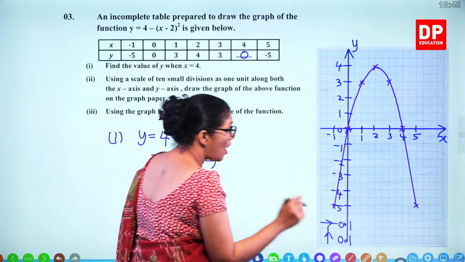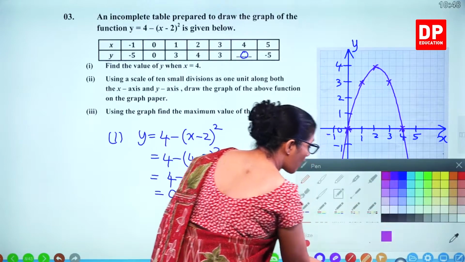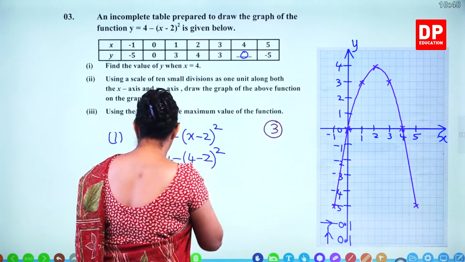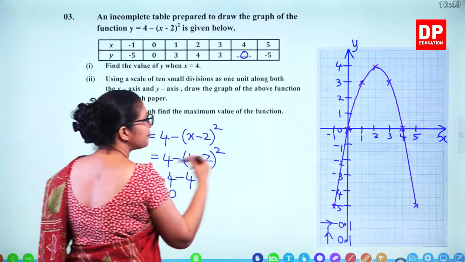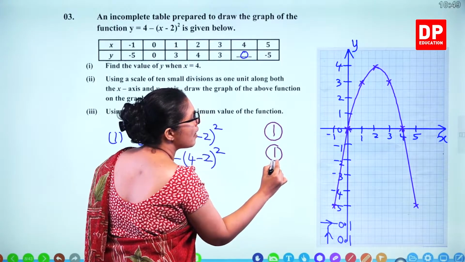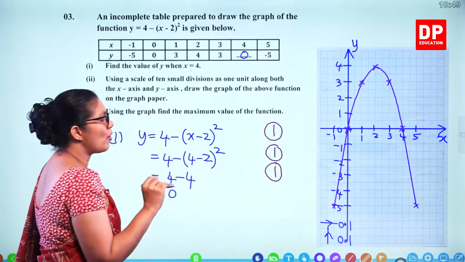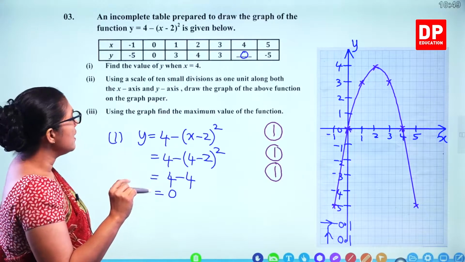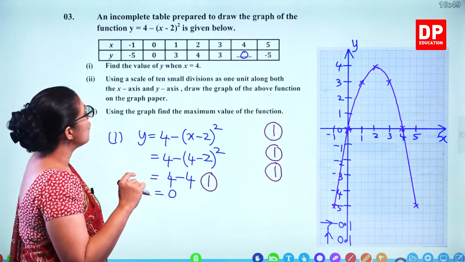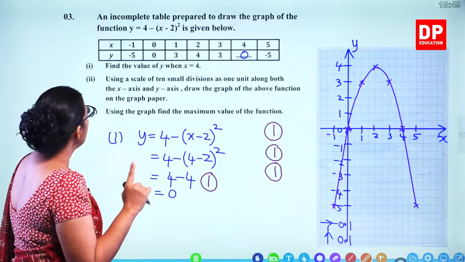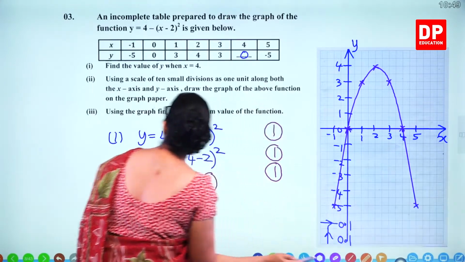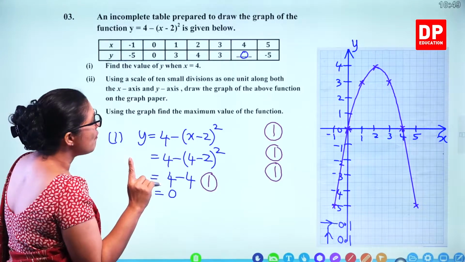So how many marks you are getting for this curve? You are getting 3 marks. Marking the point. So how you get marks? Scale 1 mark, marking the points 1 mark, and smoothly connecting the points 1 mark. So altogether 3, and this part you are getting 1 mark. So 4 marks.